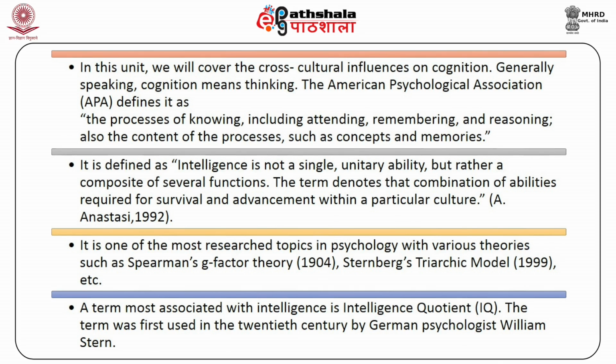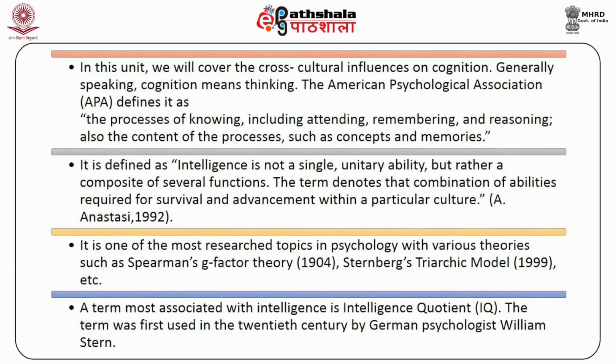Generally speaking, cognition means thinking. The American Psychological Association, or the APA, defines it as the process of knowing, including attending, remembering, and reasoning, and also the content of the processes such as concepts and memories. In this module, we cover intelligence.